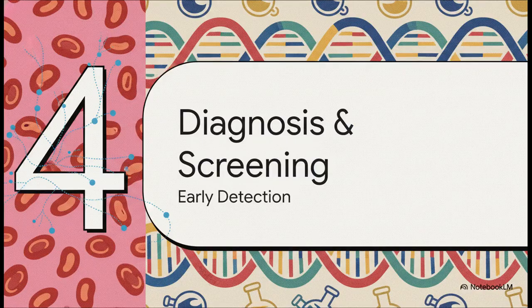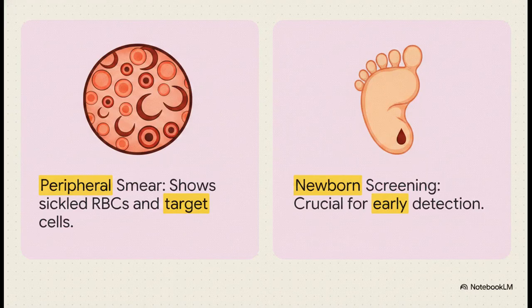So with such high stakes, section 4, diagnosis and screening. Early newborn screening is absolutely vital. In fact, in a lot of places, it's just a mandatory part of the heel prick test right after birth. If we take a look under the microscope at a peripheral blood smear, we will visually see those classic, rigid, crescent-shaped sickled cells. We'll also spot target cells, which look exactly like they sound. They have a dark center resembling a bullseye.